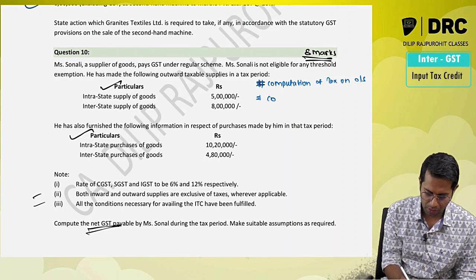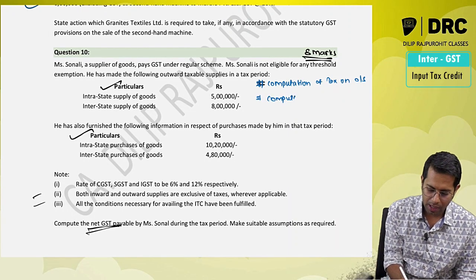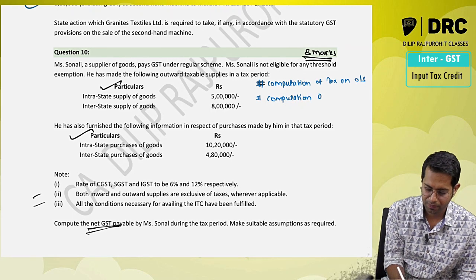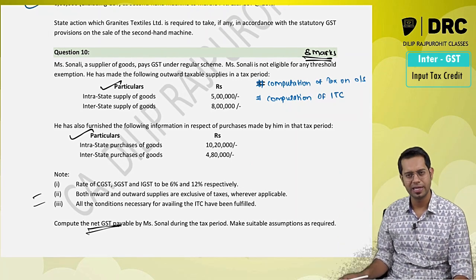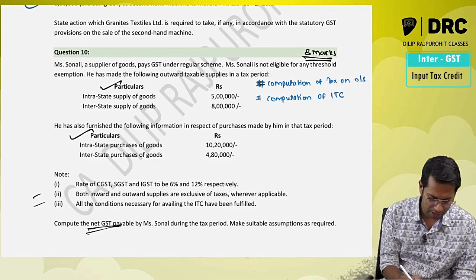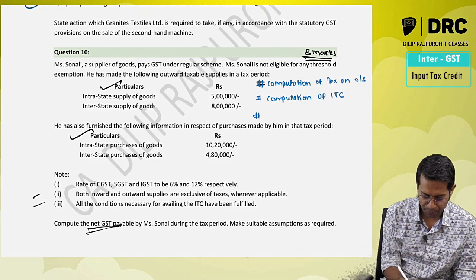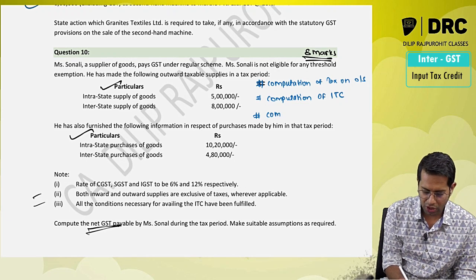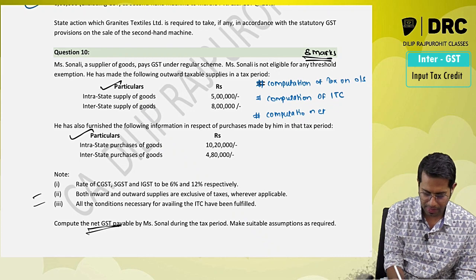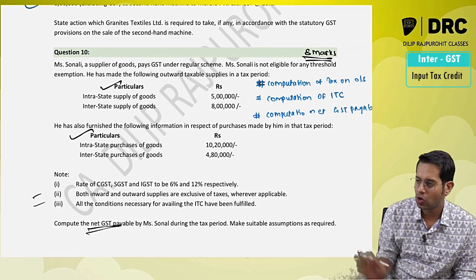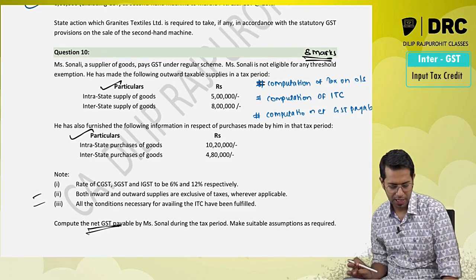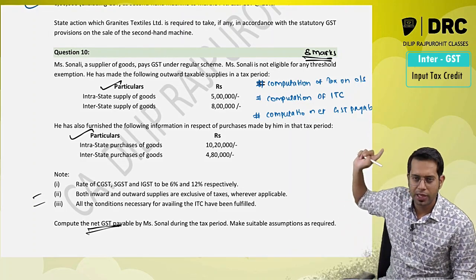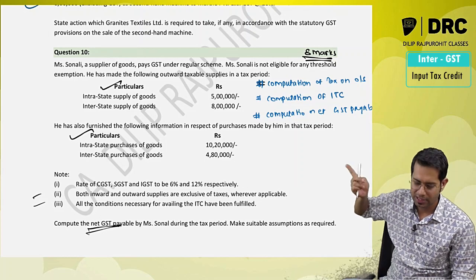Then the second step should be computation of input tax credit. So whatever the input tax credit is available with you for the month. Then computation of net GST payable. So this answer will normally be in these 3 particular steps. So step 1, 2 and 3 will give you 3 marks, 1 mark each.